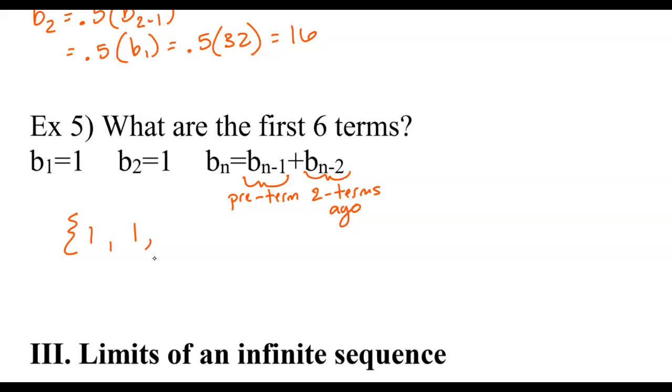So if I'm looking at my third term, b sub 3, I know that I'm going to have to take the term right before it, which is b sub 2. That's this one. And I need to add b sub 1, 2 terms from our position b sub 3. So I'm adding 1 plus 1 and I get 2. What do you think b sub 4 is going to be equal to? Yes, 2 plus 1, right? We're adding the previous term, which is b sub 3, and the term 2 terms ago, which is b sub 2. So 2 plus 1 is 3.